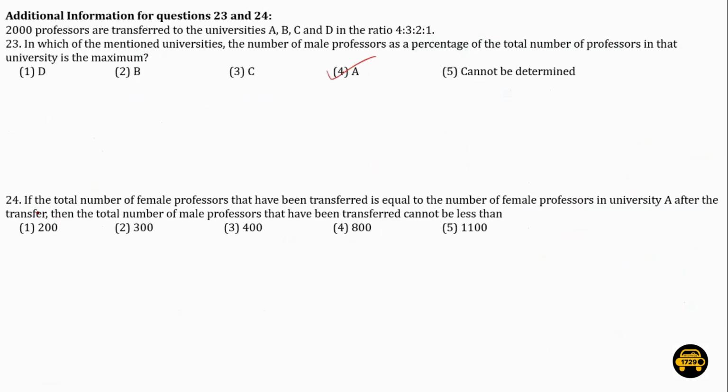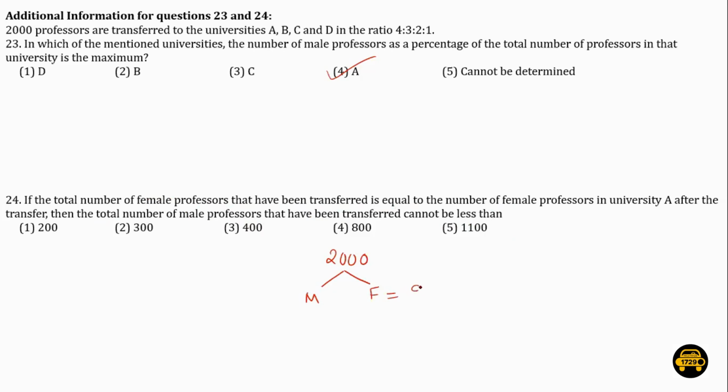Now the next question: if the total number of female professors that have been transferred is equal to the number of female professors in university A after the transfer, then the total number of male professors that have been transferred cannot be less than what? Out of this 2000, some males were transferred and some females were transferred. The question says the total number of female professors that have been transferred is equal to the number of female professors in university A after the transfer.